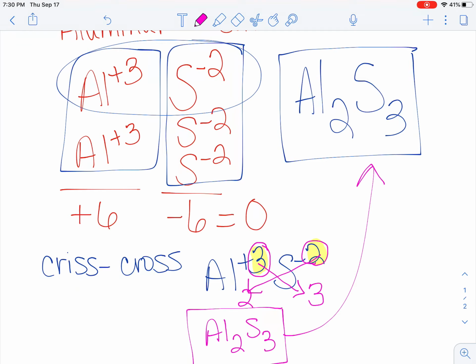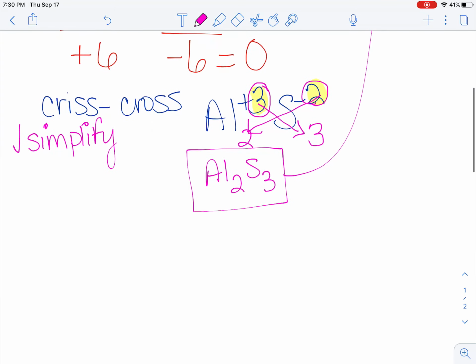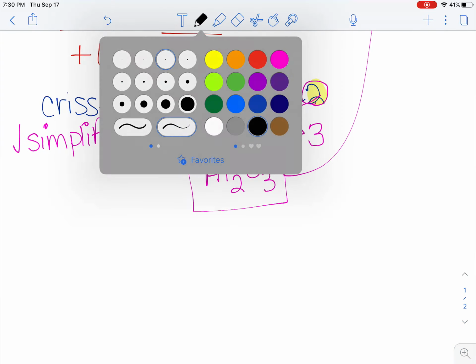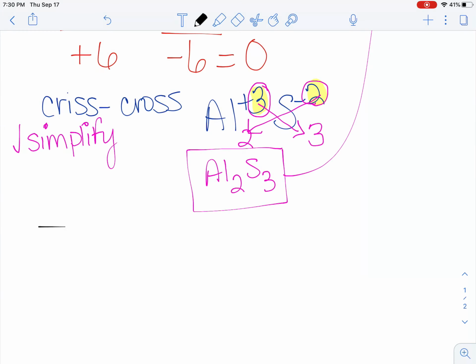The only thing you have to be careful with the crisscross is you always want to check if you have to simplify the subscripts. So 2 and 3 cannot be reduced to anything else, because they both can't be divided by the same number.